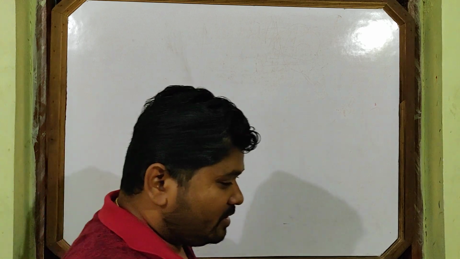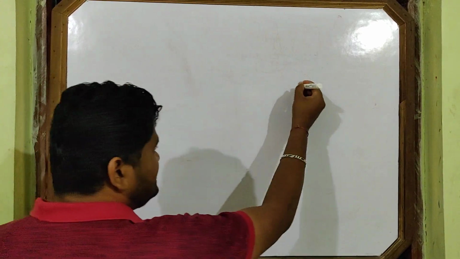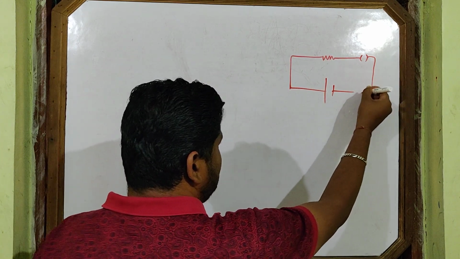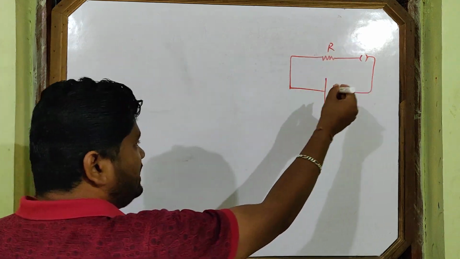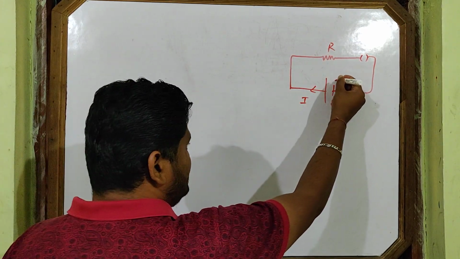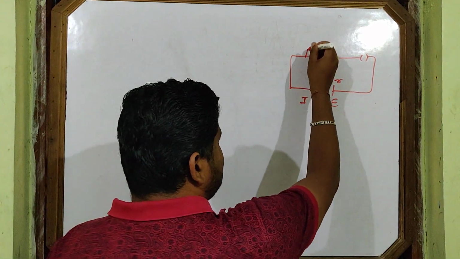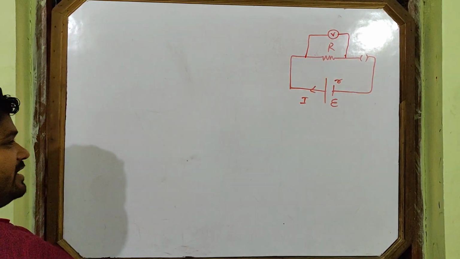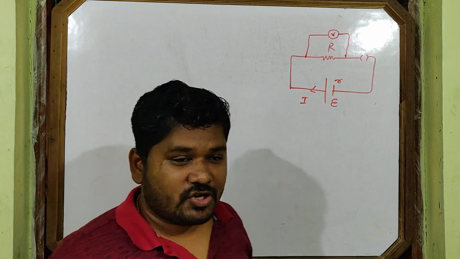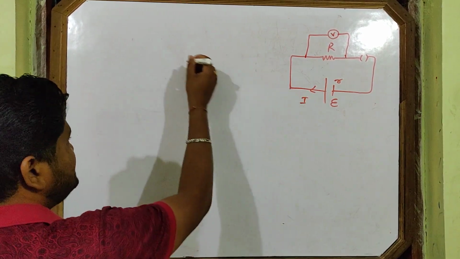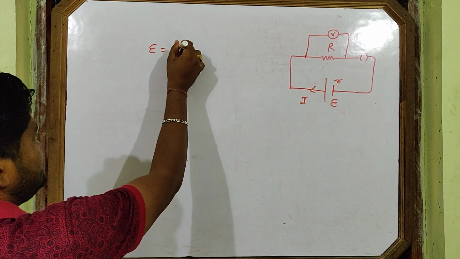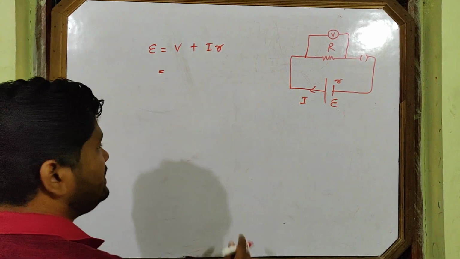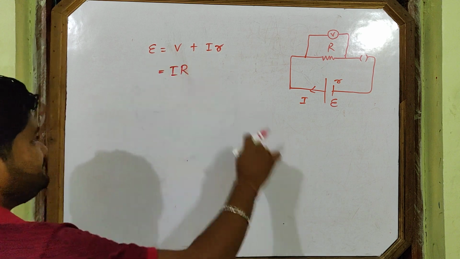So next we go to the expression of current when a cell is connected to one external resistor with a key. EMF is E, external resistance is R, internal resistance is small r. The potential difference it reads is V. So what is the expression of this current when the cell is connected? We know the discharging condition: E equal to V plus Ir. Then what is V? V is IR.